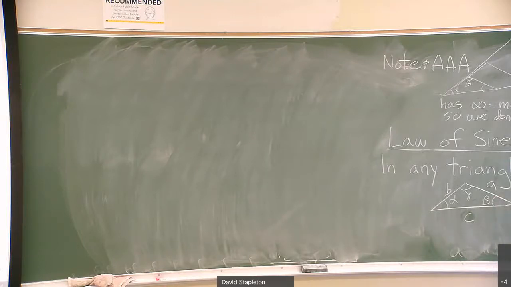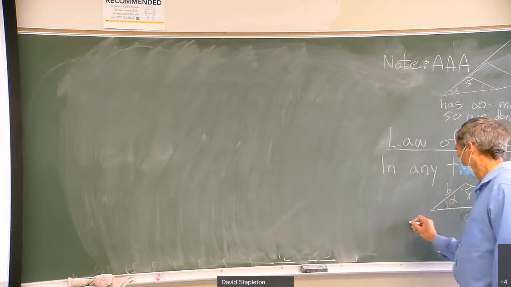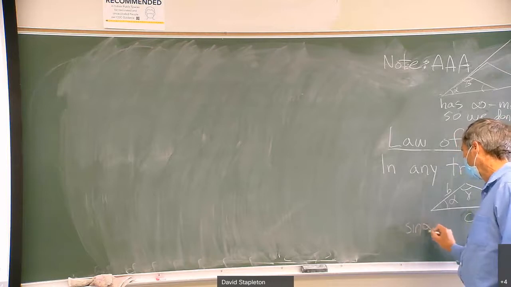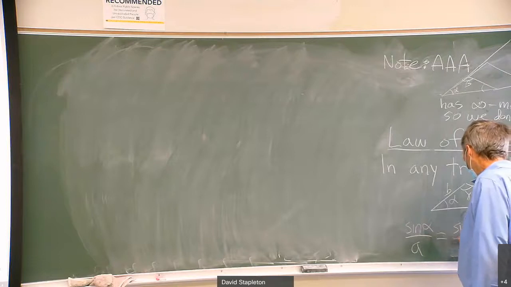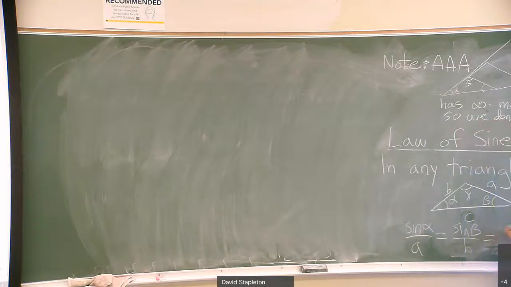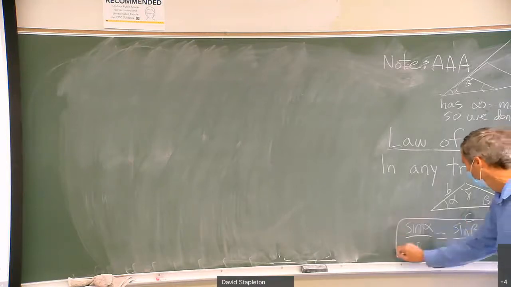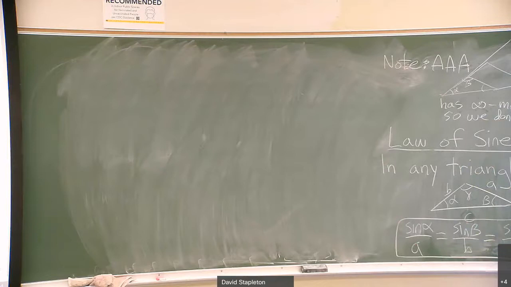So in any triangle, not necessarily a right triangle, if we draw it that way, so A is opposite alpha, B opposite beta, and C opposite gamma, then it follows that the sine of alpha is to A, as the sine of beta is to B, as the sine of gamma is to C. There it is. There's our superstar equation for today. It's the only new one we're going to do. How about that? It's that simple to write down.